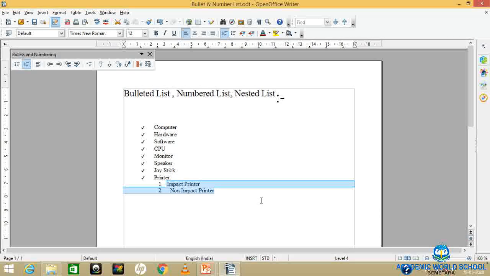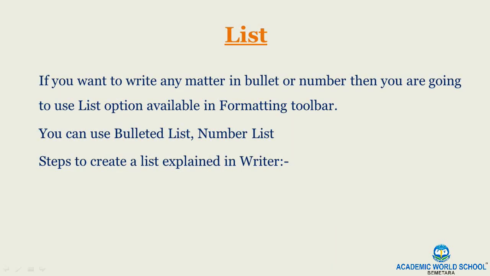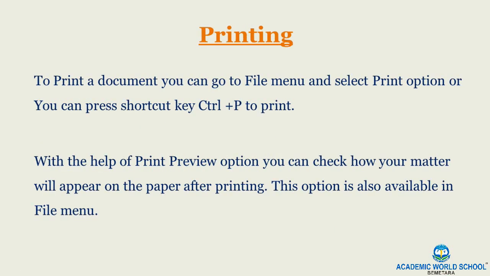Here this symbol can also be changed with a bulleted number if you want. See, here this is a bullet and here I have used a number. So through this you can move it forward and here you can move it backward. See, so this was your bullet and number list.